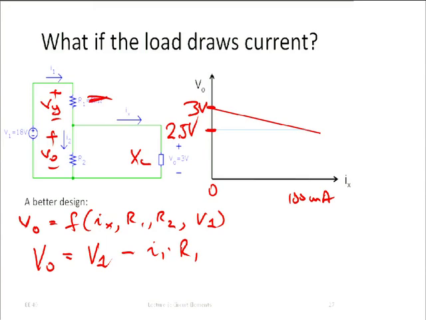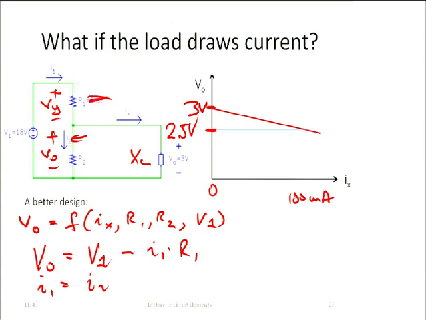Now, there is one little problem in this equation. What's the problem in this equation? Well, we multiply with I1, right? And we don't know what I1 is, so we need another equation. I1 is really equal to I2, which you see here, plus Ix.